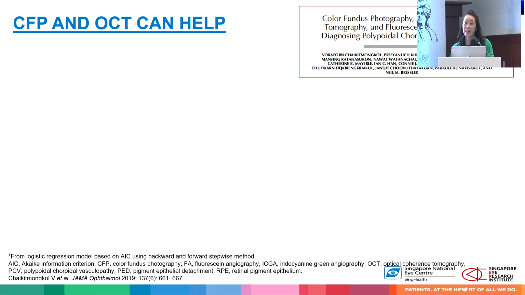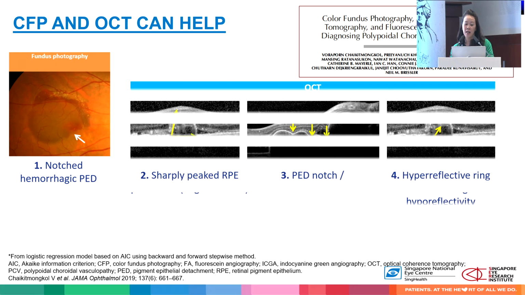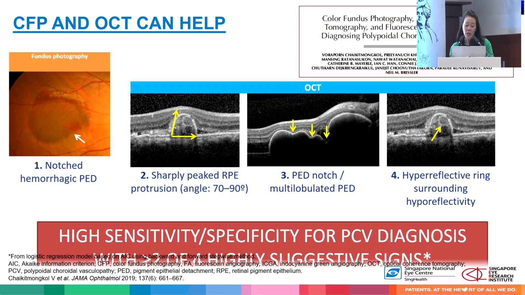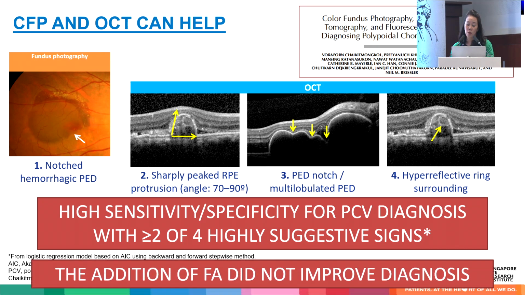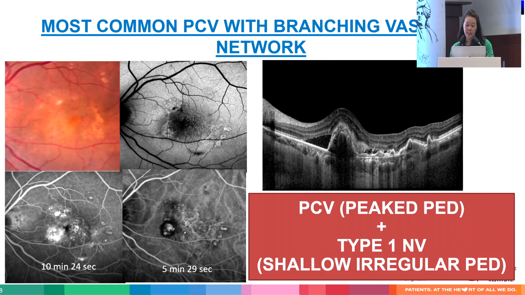So when you combine modalities, you can even get more sensitivity. So a combination of color fundus photo and OCT can also help the diagnosis. And in this paper by one of our colleagues, Vorapon, she has shown that there's high sensitivity for PCV diagnosis when you combine both color fundus photos as well as OCT. And the addition of FFA did not help the diagnosis of PCV.